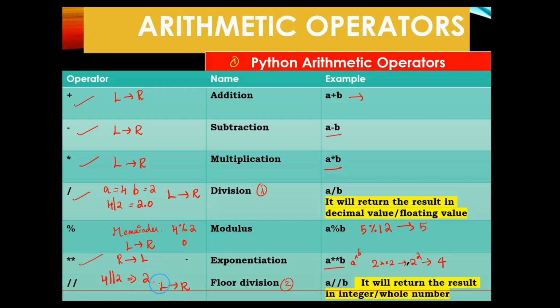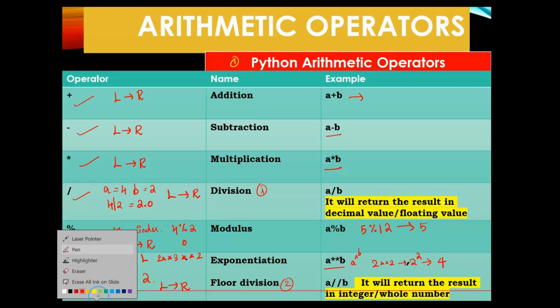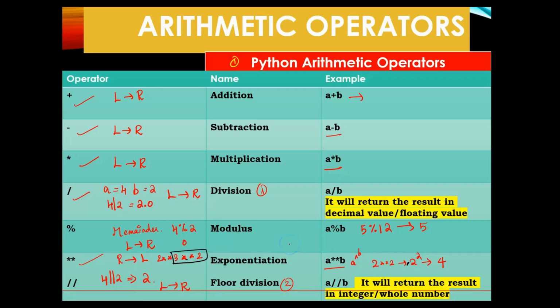Let me give another example. If we are evaluating 2 star star 3 star star 2, it will work from the right hand side. It takes first 3 to the power of 2. 3 to the power of 2 is 9, and then it will compute 2 to the power of 9, which gives you the result as 512.